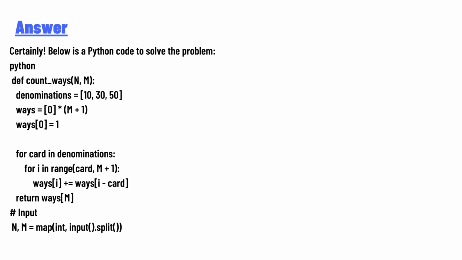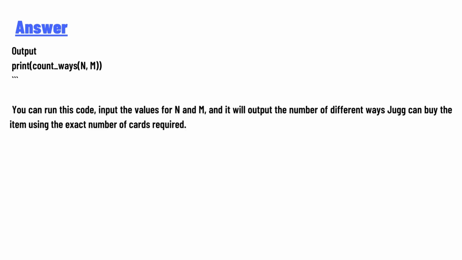And the answer to the question is below, a Python code to solve the problem. def count_ways(n, m): denominations = [10, 30, 50]; ways = [0] * (m + 1); ways[0] = 1; for card in denominations: for i in range(card, m + 1): ways[i] += ways[i - card]; return ways[m]. Input: n, m = map(int, input().split()); output: print(count_ways(n, m)).